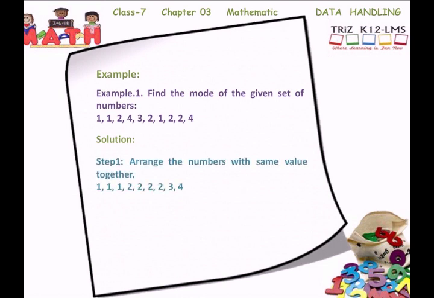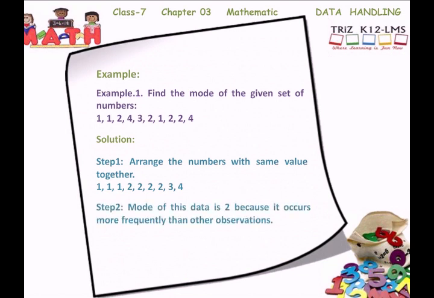Arrange the numbers with same value together. 1, 1, 1, 2, 2, 2, 2, 3, 4. Step 2. Mode of this data is 2 because it occurs more frequently than other observations.